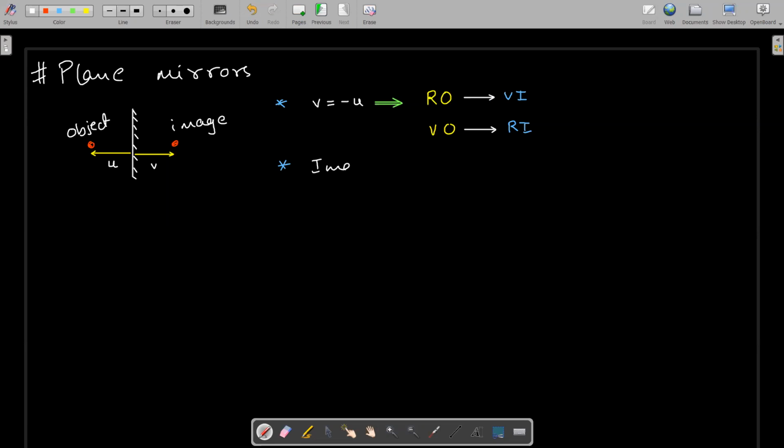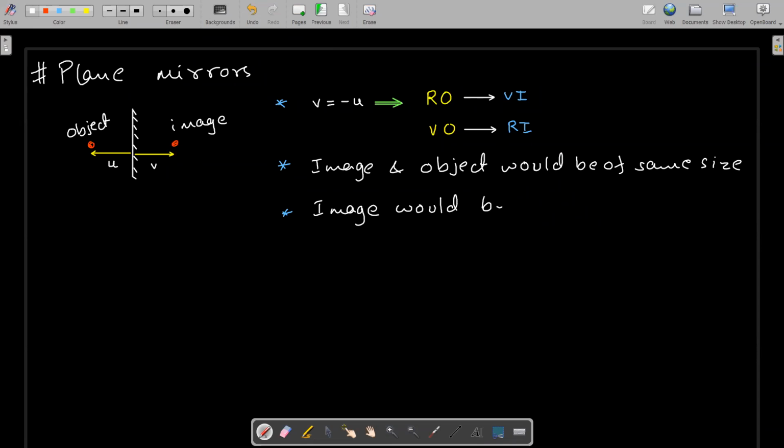Then the next property we can write is that the image and object would be of the same size. The image would be laterally inverted. You all know this. Is that clear? Any doubts?